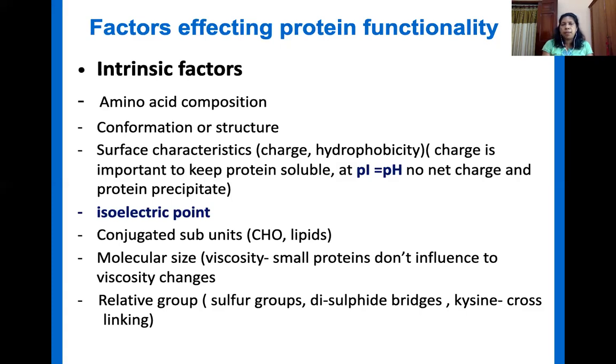That means whether primary, secondary, tertiary, or quaternary. So what is the structure? Whether it is a globular protein, or an alpha helix or beta sheet one. Likewise, what is the structure? Because of the structure, it can be changed, right?